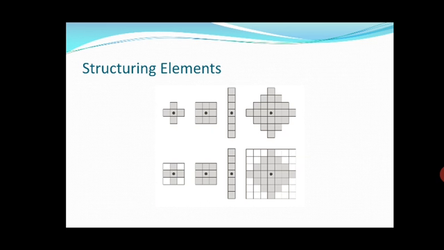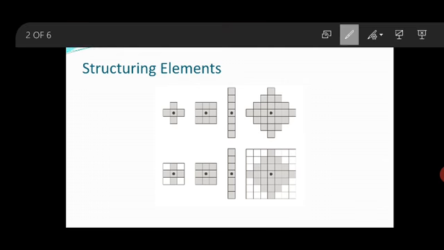I say there are four structuring elements given here, starting from here: 1, 2, 3, and 4. Throughout the chapter, we will be using all four structuring elements, and we will discuss the operations on the image. Now, the morphological operations we are performing are with respect to the binary image.